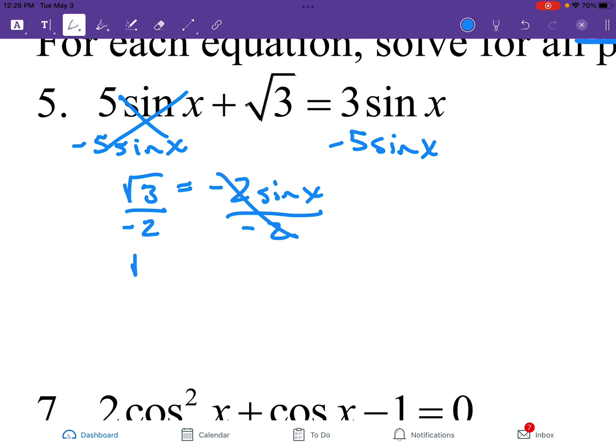So those go away. So we have the square root of 3 over 2, and it's negative, equals the sine of x. Now what we have to do is find out all the places on the unit circle in one rotation around the unit circle from 0 to 2 pi where the y value is -√3 over 2. It happens twice. It happens at 4 pi over 3, and it happens at 5 pi over 3.